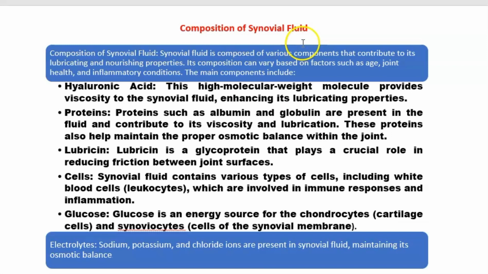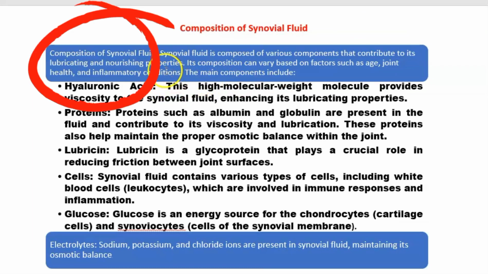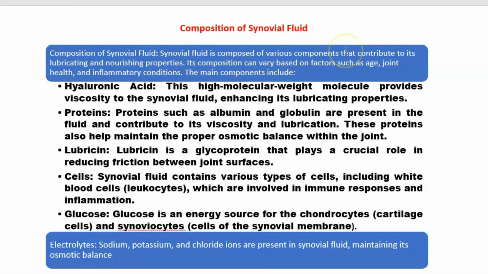Composition of synovial fluid. Synovial fluid is composed of various components that contribute to its lubricating and nourishing properties. Its composition can vary based on factors such as age, joint health, and inflammatory diseases. Now listen carefully. This synovial fluid is composed of various components, and those components contribute to what? Lubricating and nourishing properties. But something is affecting it, which is what?